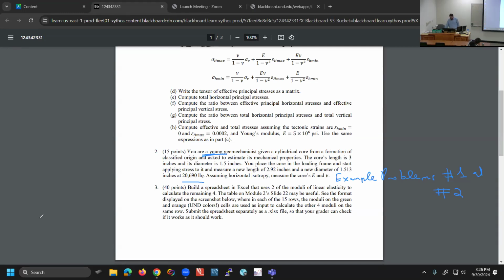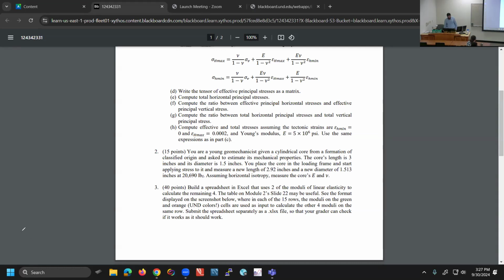Build a spreadsheet in Excel that uses the 2 moduli of linear elasticity to calculate the remainder. The table on module 2's slide 22 may be useful. See the format displayed on the screenshot below, where you need 15 rows. The moduli in the green and orange colored cells are used as input to calculate the other 4 on the same row. Submit the spreadsheet separately as a .xlsx file so that your grader, Mr. Kalu, can check if it works as it should work.